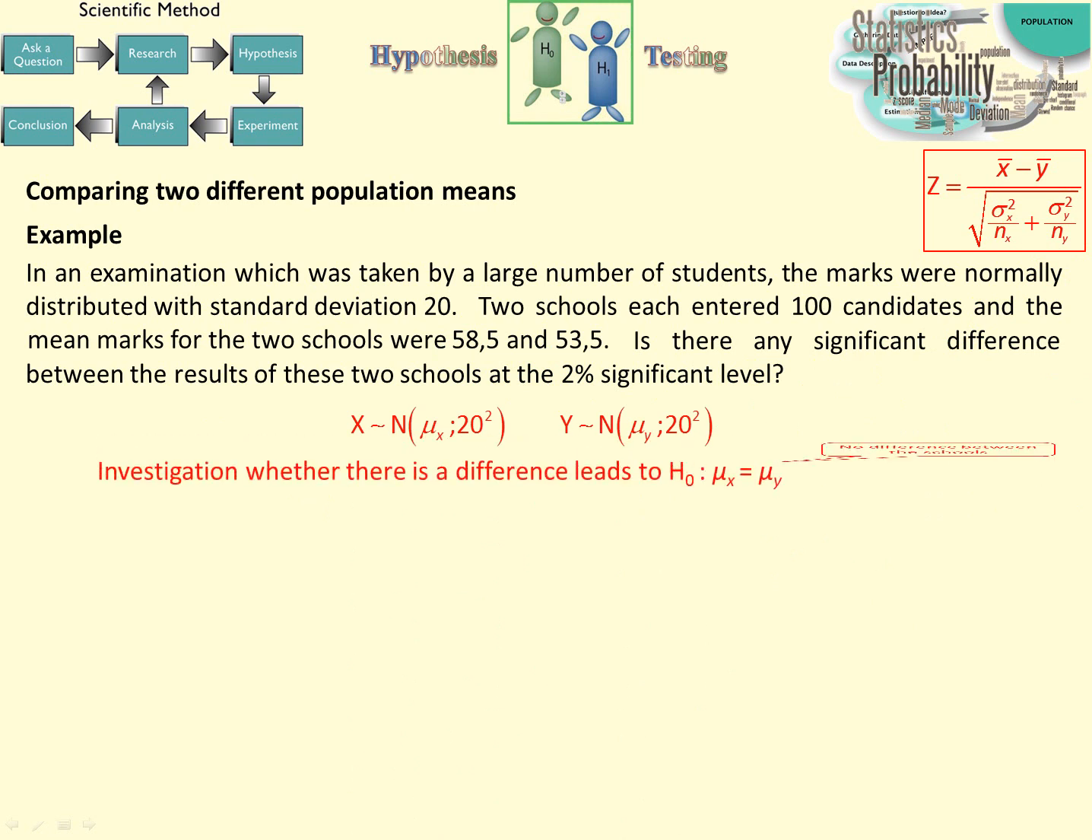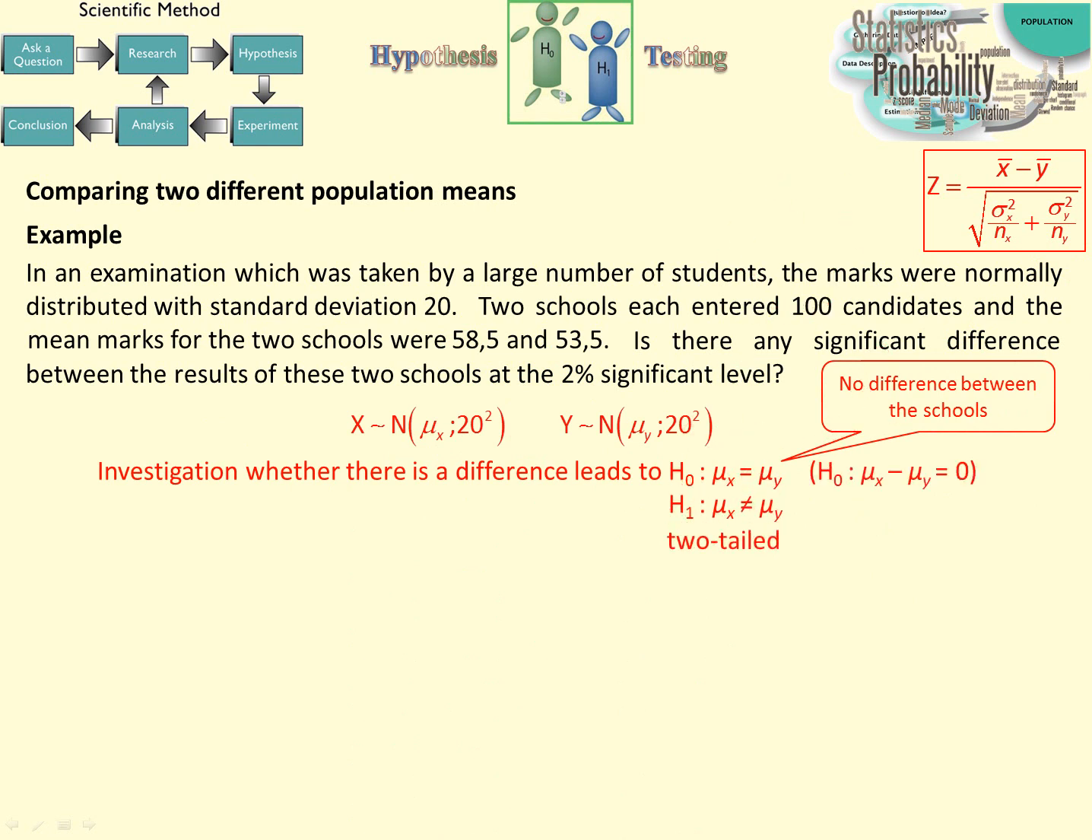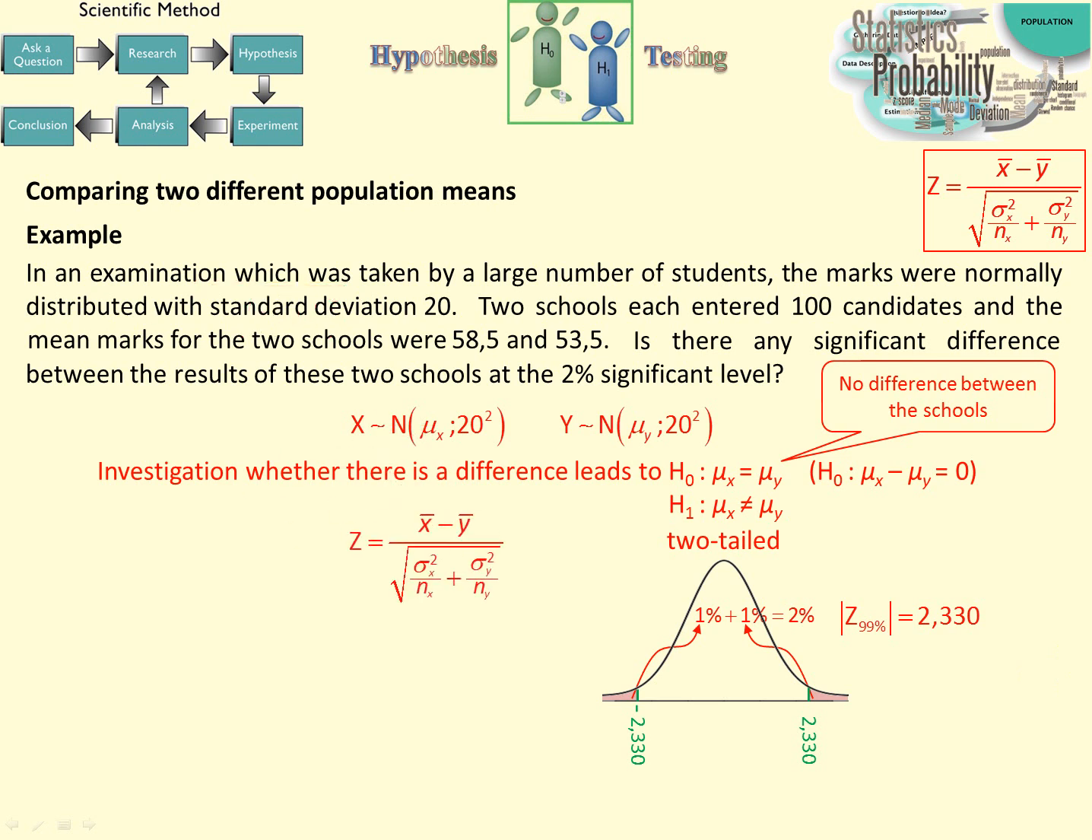There are the two distributions. There's H0, the null hypothesis says no difference between them, and H1 says that they're not equal to one another. So we divided 1%, 1%, which means I'm going to look at Z99 there. And either I need bigger than 2.330 or less than negative 2.330. So our formula.